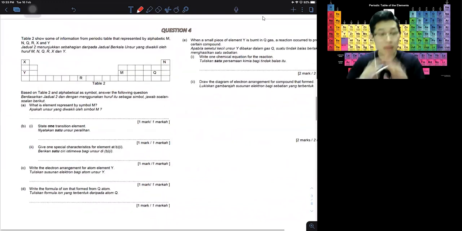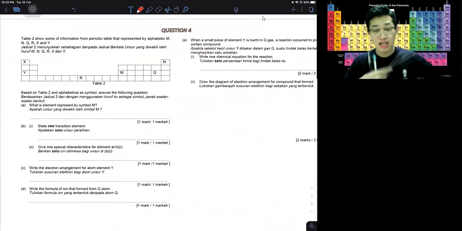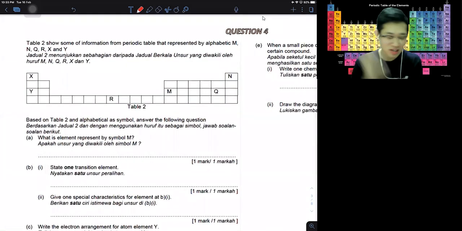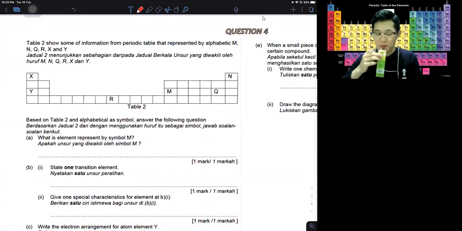Periodic table. Empirical formula done. This year important. Not important, I know do. Whatever I do is important. I think it's important. Okay. Question 4. Happy Chinese New Year.